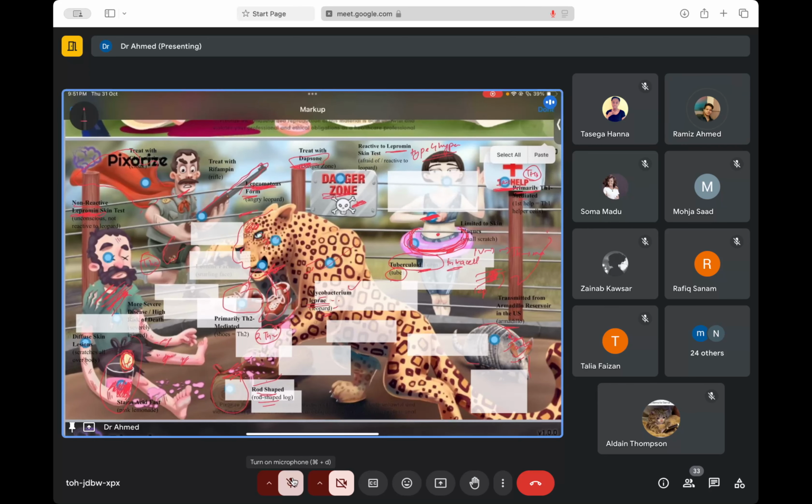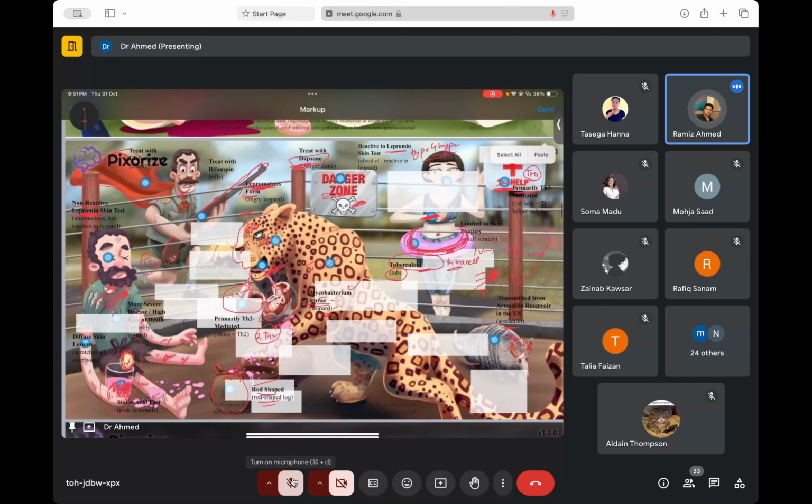Now the second form is the more dangerous form, which is mediated by Th2. There we can see extensive skin rashes, and it is very severe. It can be fatal, and there we can see the presence of leonine facies, and it is mediated by Th2 response.